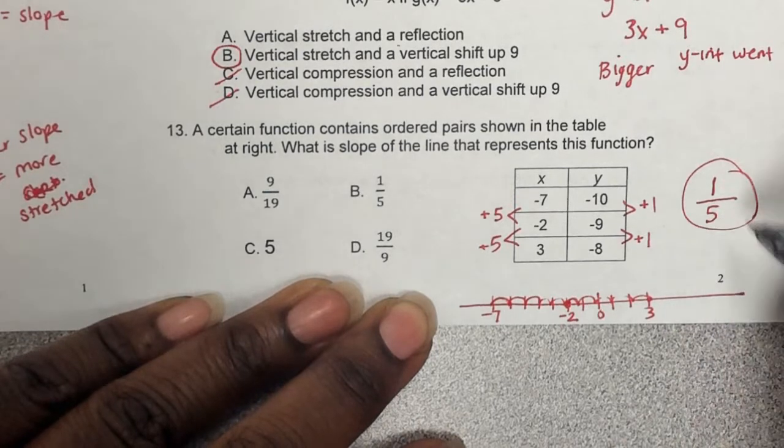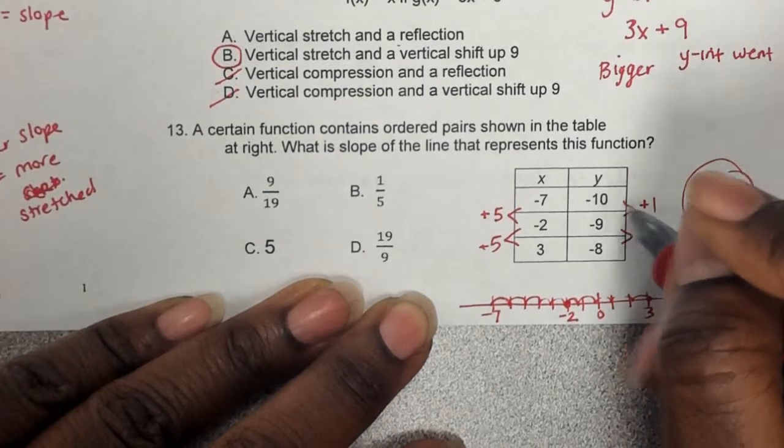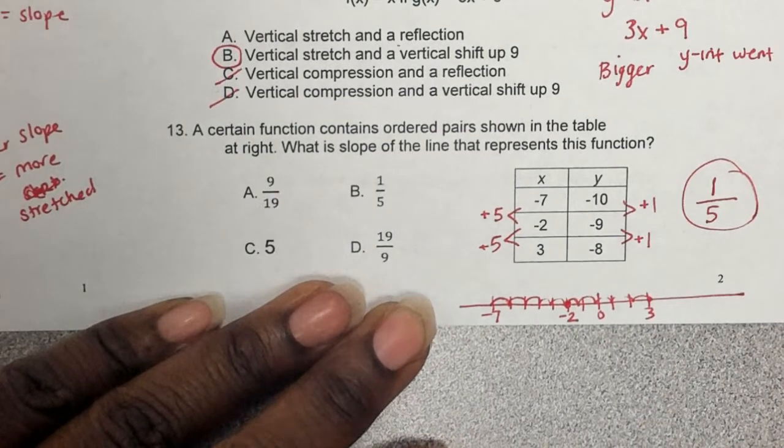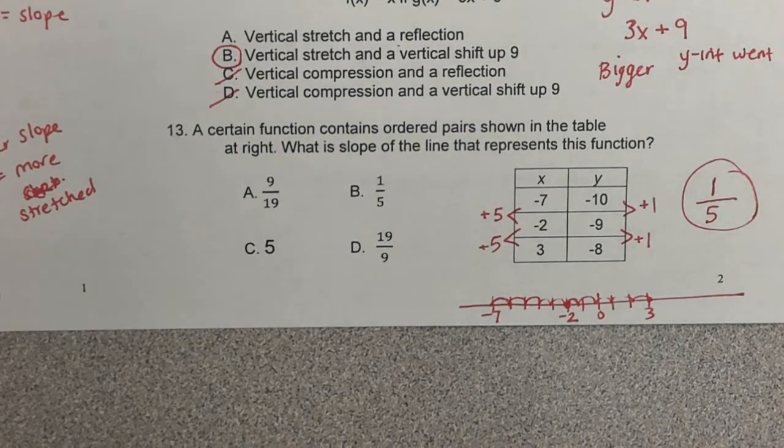Do not flip anything. The 1 is on top because that was the delta y. Delta x is on bottom, which is 5. So circle your answer, and please watch the next video for the back page.